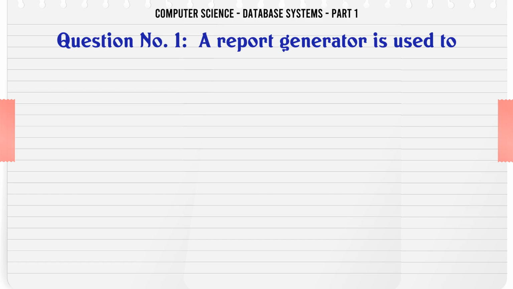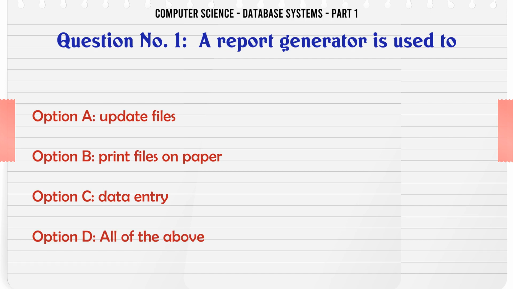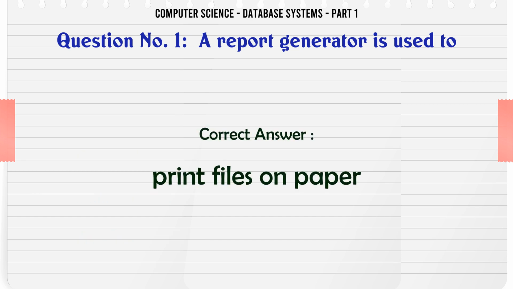A report generator is used to A. Update files. B. Print files on paper. C. Data entry. D. All of the above. The correct answer is print files on paper.